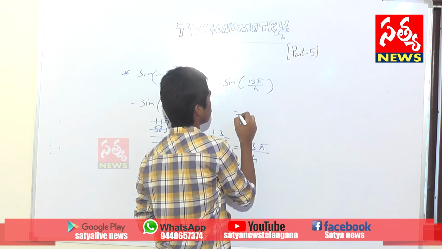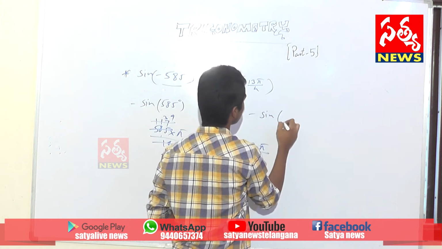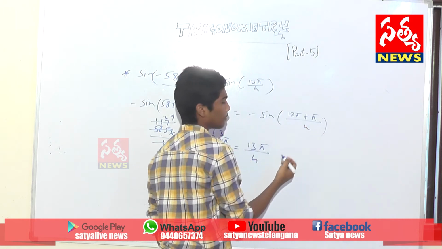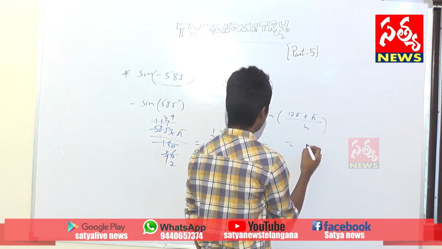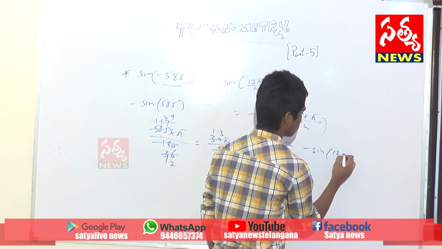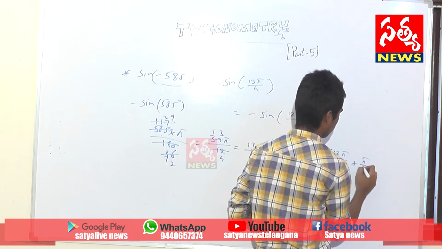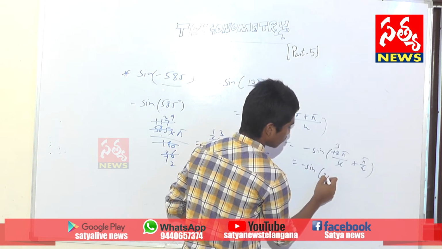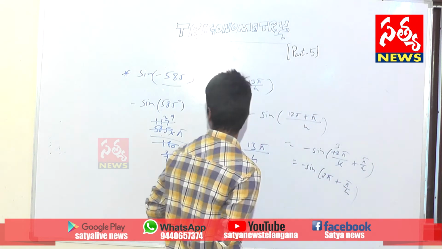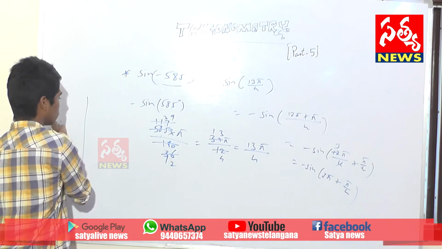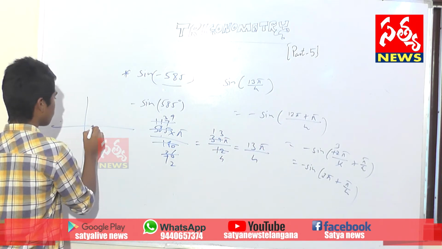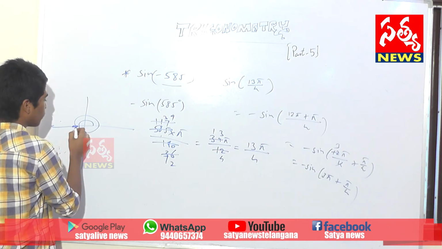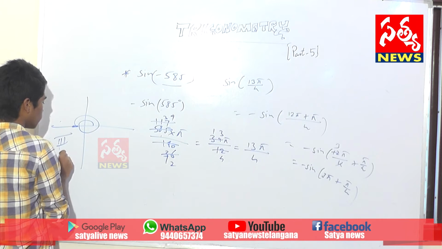Okay. Now dividing the angle, we get 12 pi plus pi by 4. We can write 13 pi as 12 pi plus pi, and sine of 12 pi by 4 plus pi by 4. 12 pi by 4 means 3 pi, right? Sine of 3 pi plus pi by 4. Now draw the graph. So 3 pi means this is 1 pi, 2, 3. 3 pi lies here plus pi by 4. That means the angle is in the third quadrant.